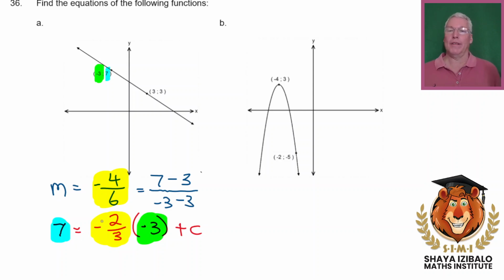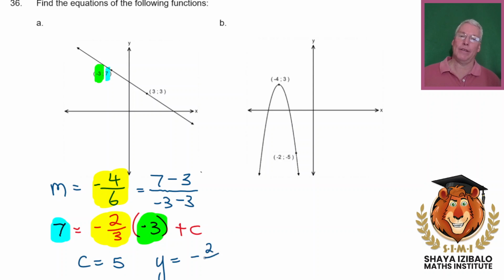So this is 6 over 3, which is actually 2. So we're actually going to get 5. We get c equals 5. And so we get our final answer, y equals negative 2/3 x plus 5. And that looks about right, because that graph's got a y-intercept of 5. Okay, the next one, what are we dealing with?